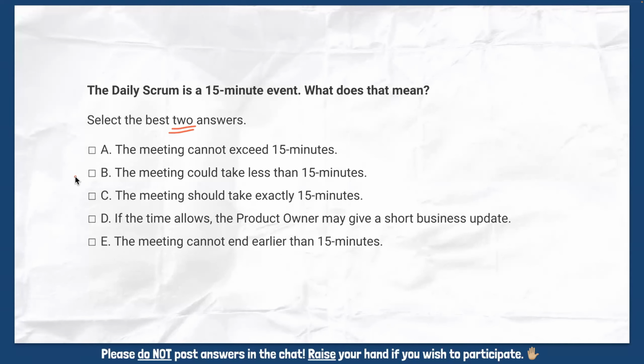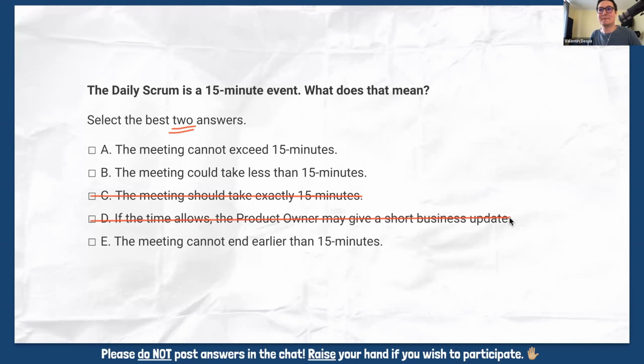The meeting should take exactly 15 minutes. It's not required because it says it should be 15 minutes or less than 15 minutes. It's okay. So I'll eliminate this. Want to remove C? Yes, I'll remove the C. Okay. If the time allows, the product owner may give a short business update. No, I'll remove this too.